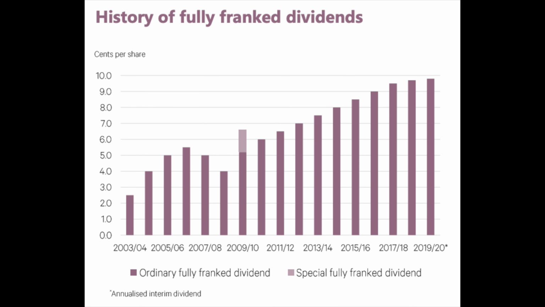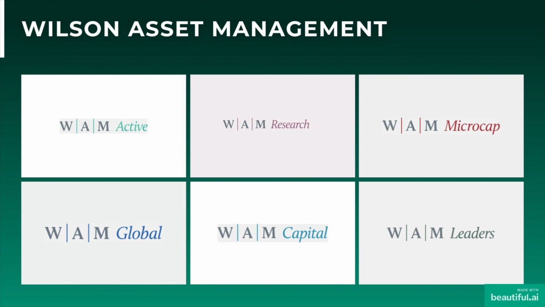Now, this is the history of dividend payments from WAM Research. Generally speaking, it's been trending upwards. Yes, during the financial crisis, they did cut their dividends, but it got built up relatively quickly over the next couple of years, so it's still good in my books. Now, Wilson Asset Management, which is essentially the parent company of WAM Research, offers 6 LICs.